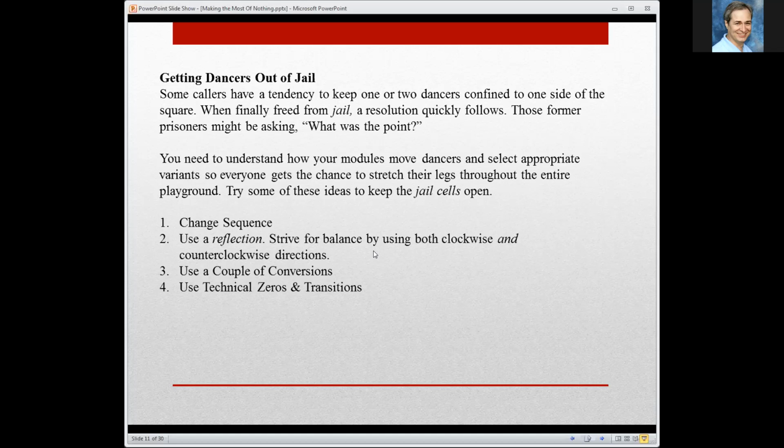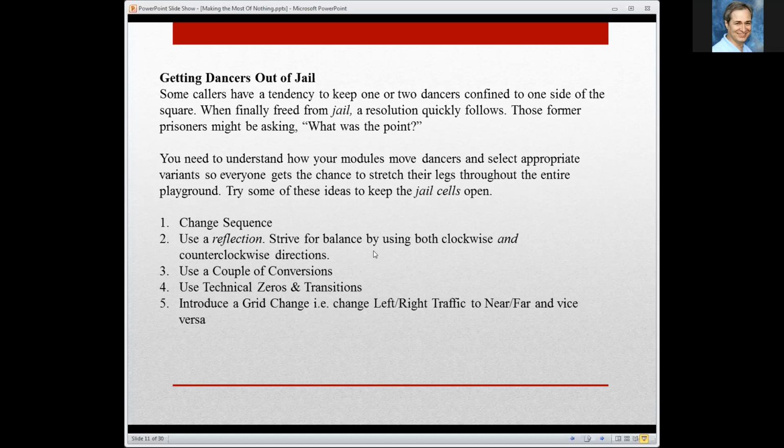Or you can use a technical zero and transition. So you can insert a chicken plucker in there. That'll move somebody across. Make sure the people that move are the ones that were stuck in that jail. Or you can introduce a grid change. Some of the technical zeros, that invert and rotate module, introduces a grid change.